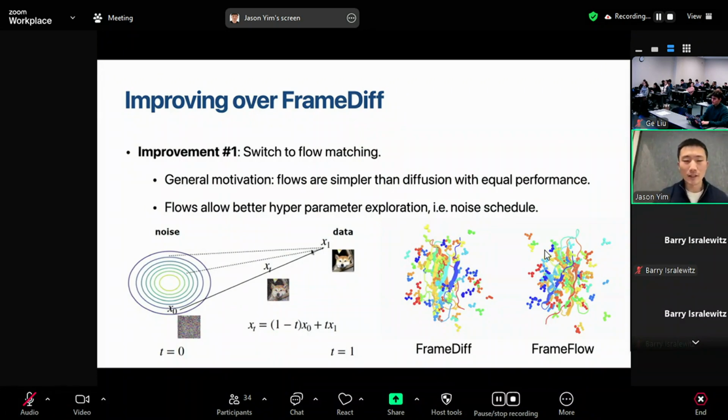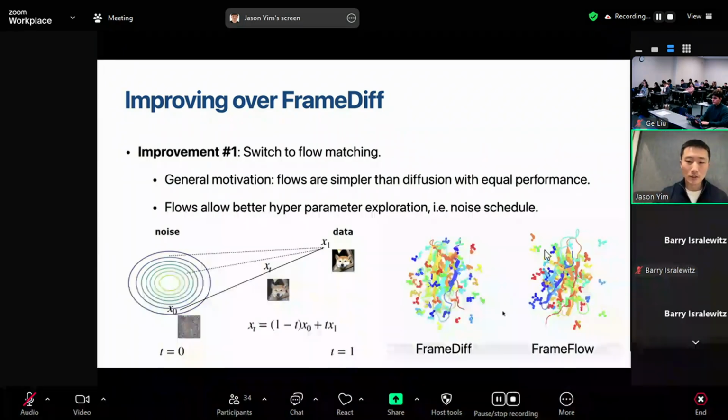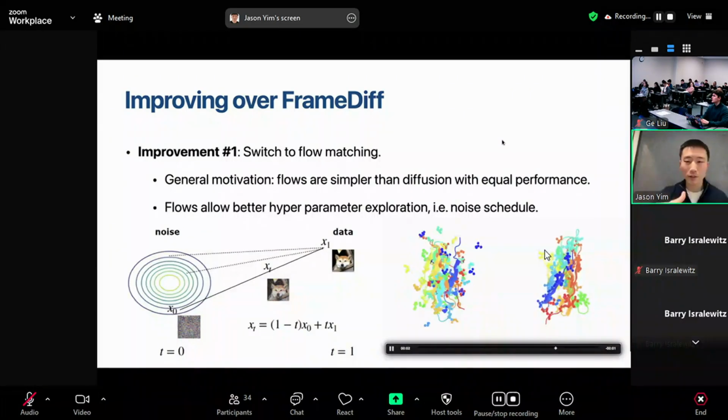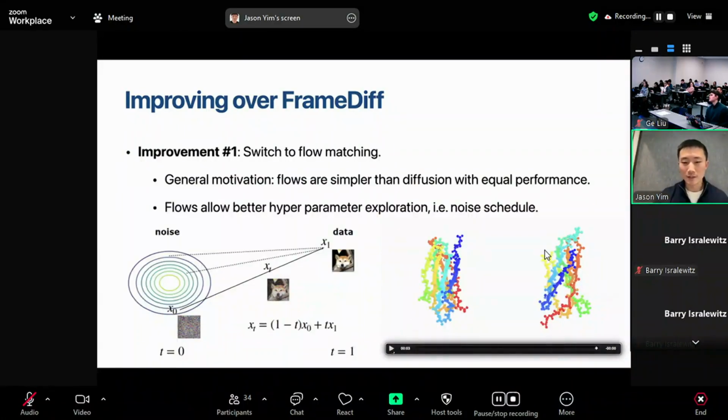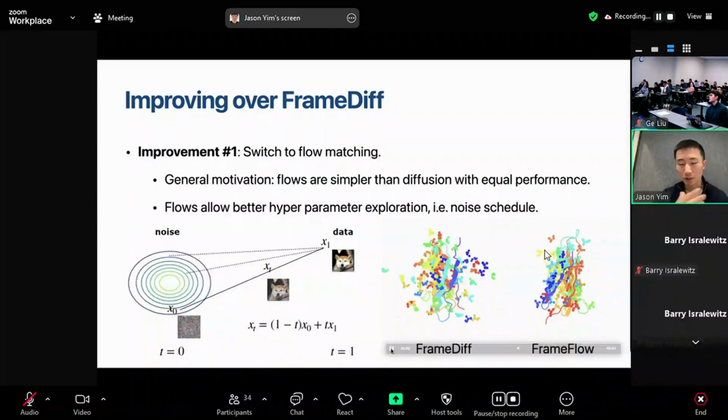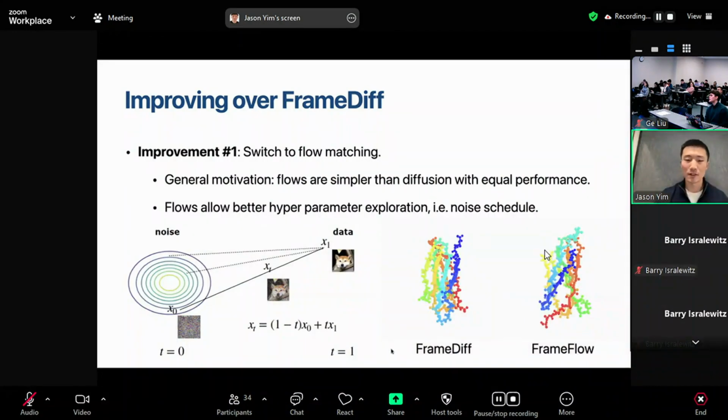One of the benefits of that is that you get more options to explore over different hyperparameters. One of the most important things that we found is the noise schedule, like how fast you inject noise and how fast you remove noise. So here's an illustration. On the left is FrameDiff, the model I just went over. And here's FrameFlow, which is the model with flow matching applied. You can tell that the one on the left is more noisy, going all over the place. And then FrameFlow is much more smooth and goes to its final destination.